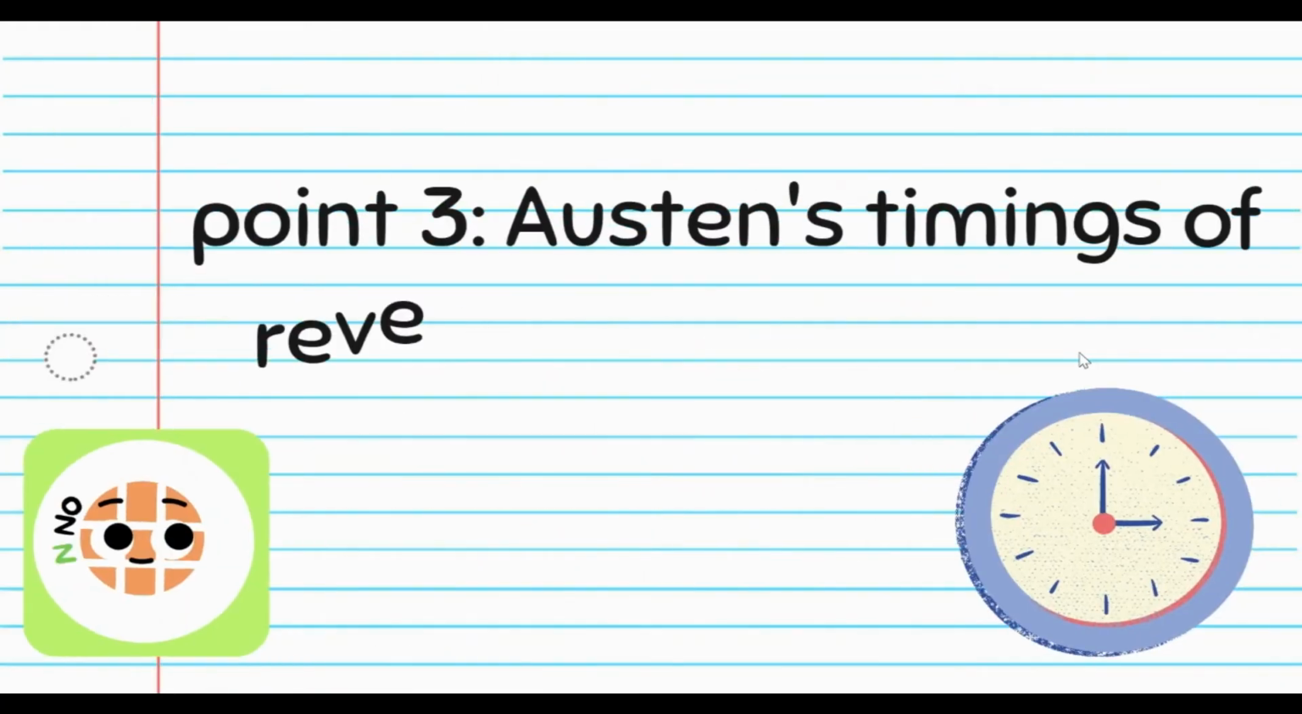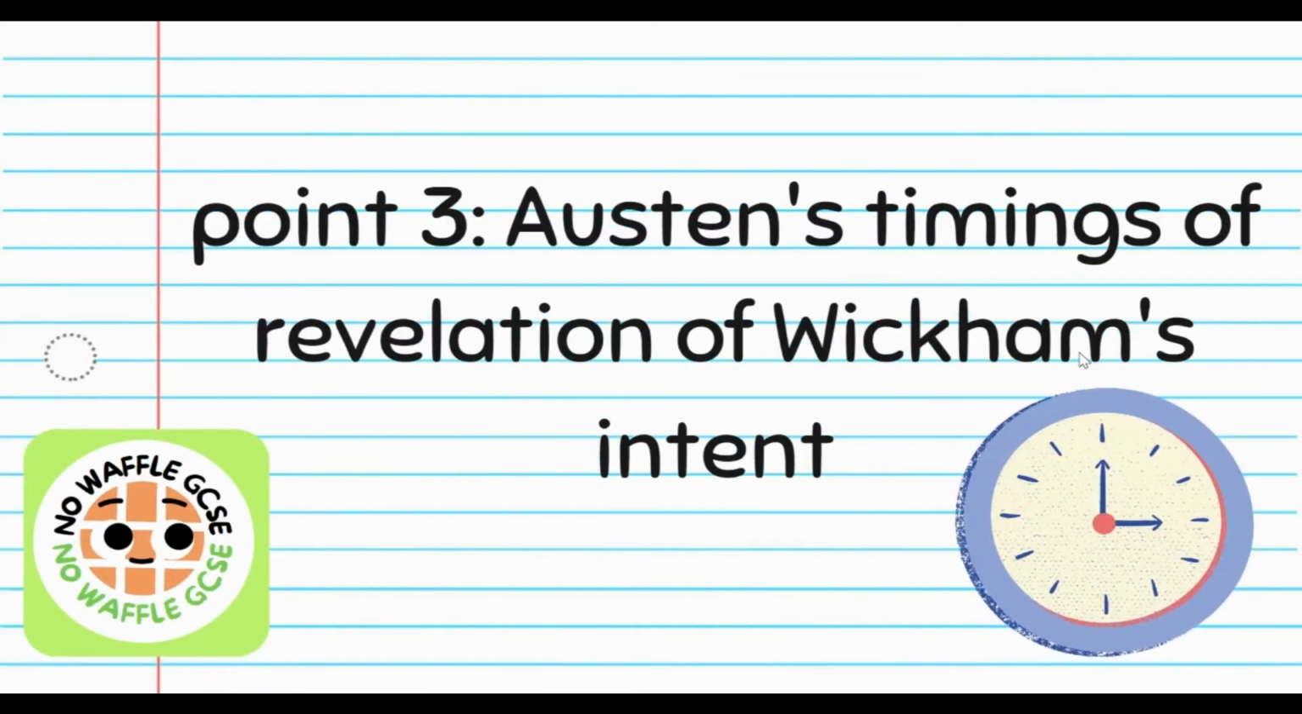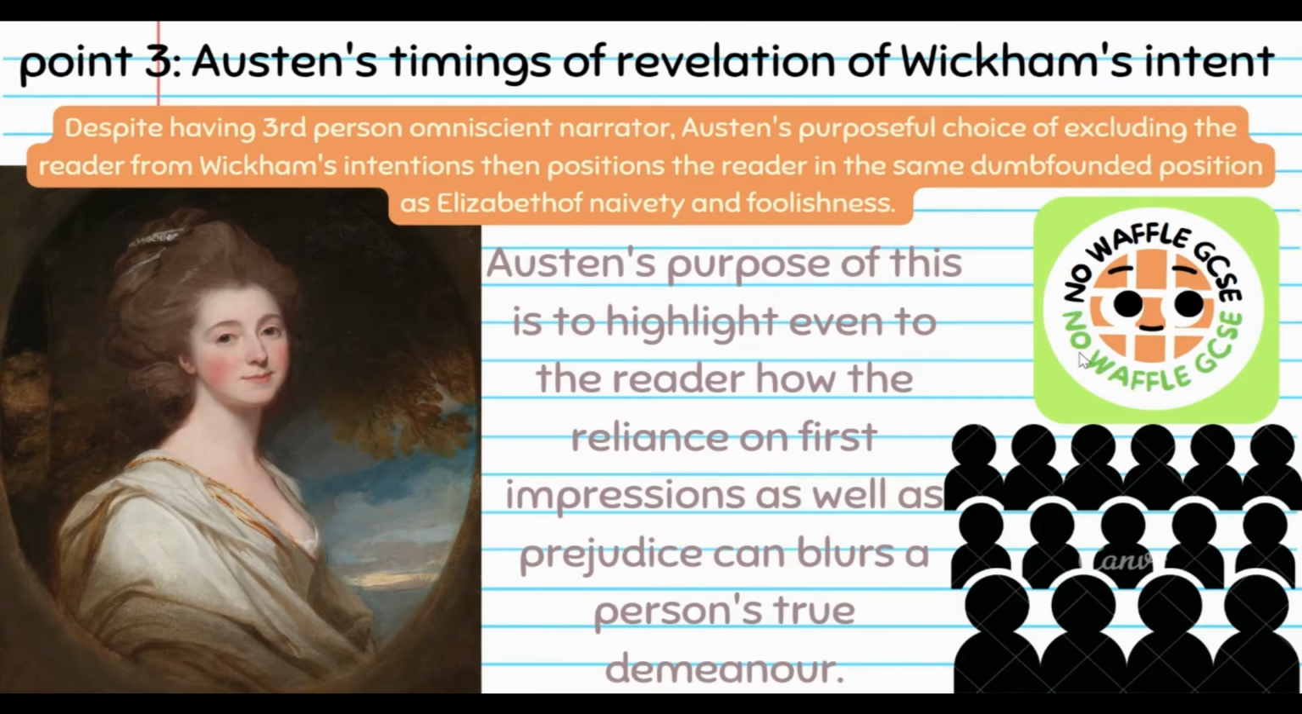And finally, let's look at point 3, which is Austen's use of timing and her timing of the different revelations of Wickham's intent, and this adds to dramatic effect. So despite having a third-person omniscient narrator, Austen's purposeful choice of excluding the reader from Wickham's intentions then positions the reader in the same dumbfounded position as Elizabeth, of being naive and quite foolish, not realising the true intentions.